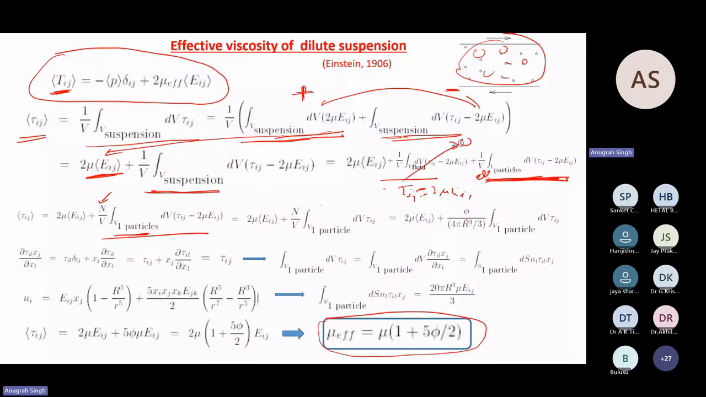Now you can show that, what is the particle volume fraction? Phi is the volume of particles: if you have n particles, n times 4 by 3 pi r cubed, that is the volume of particles divided by the total volume of suspension. That's the definition of the volume fraction. So from here, n by V will be phi by 4 by 3 pi r cubed. This term comes, and again the volume of one particle.